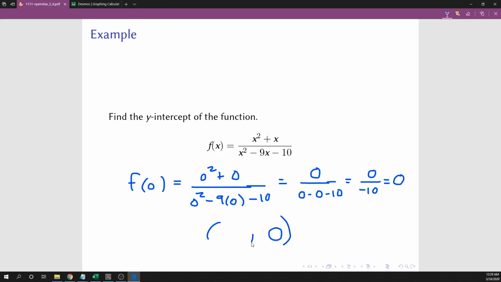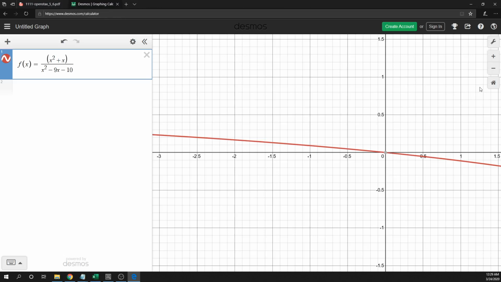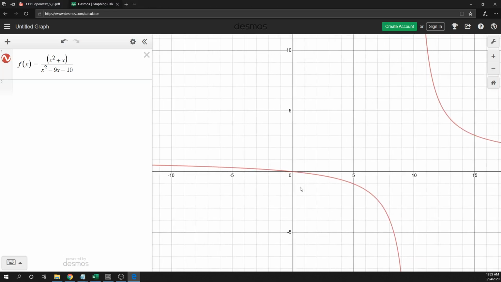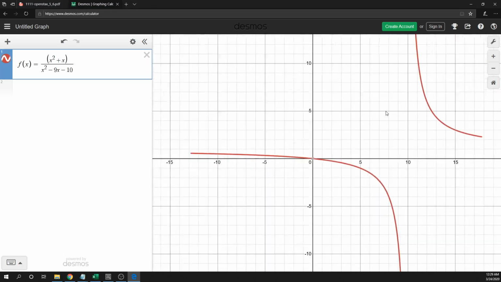Or if we are looking for the ordered pair, the x-coordinate of a y-intercept will always be 0 because it's on the y-axis. So the answer will be 0 if they're just looking for the number, or if they're looking for the pair, it will be (0, 0) in this case. And here, if I zoom back out, you can see right there that the x-intercept is also a y-intercept on this one.